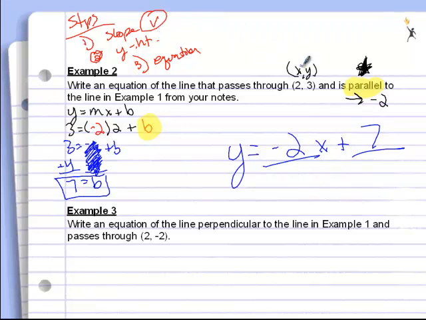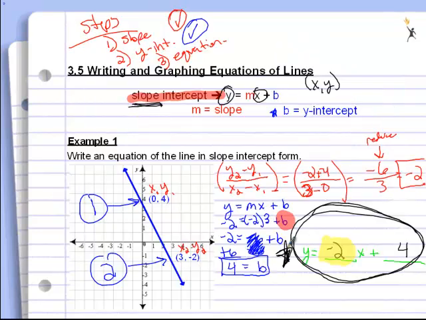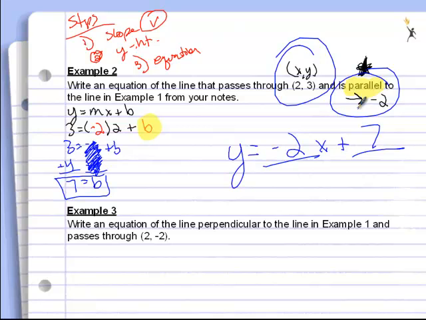Using the information they gave me, a point. They gave me information to get my slope. They didn't tell me my slope, but they said it's parallel to this line. And you know that parallel lines have the same slope. So I'm going to borrow this slope for my new problem. I have my slope. I found my y-intercept using the point and the slope. And then I take both my new pieces of information, my slope and my y-intercept, and I write my equation with them.